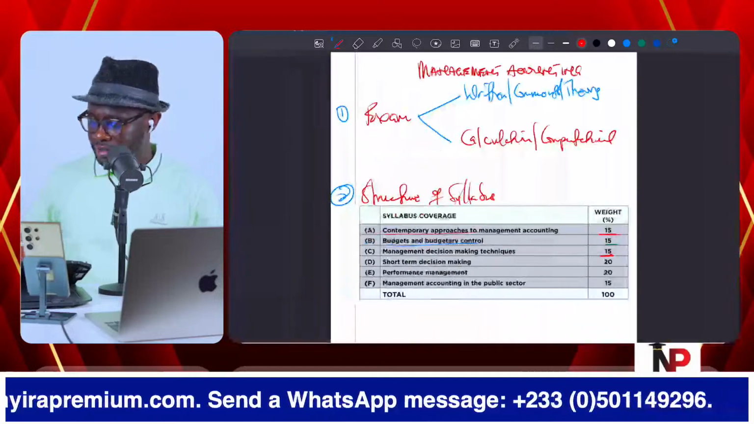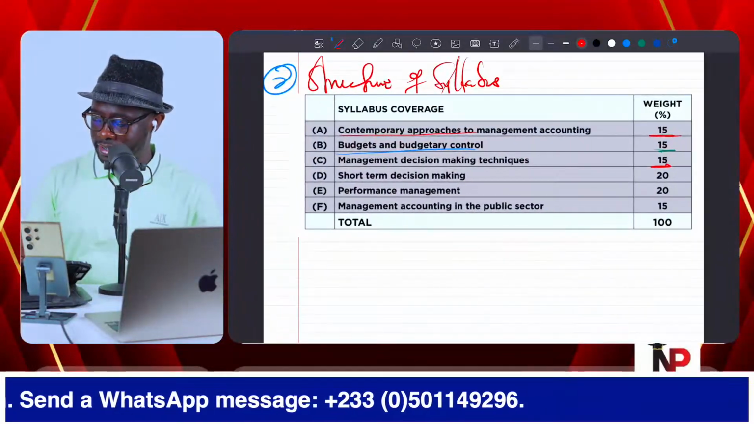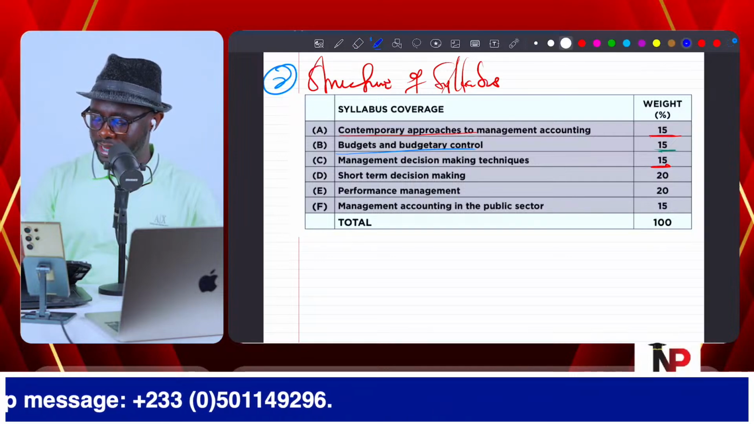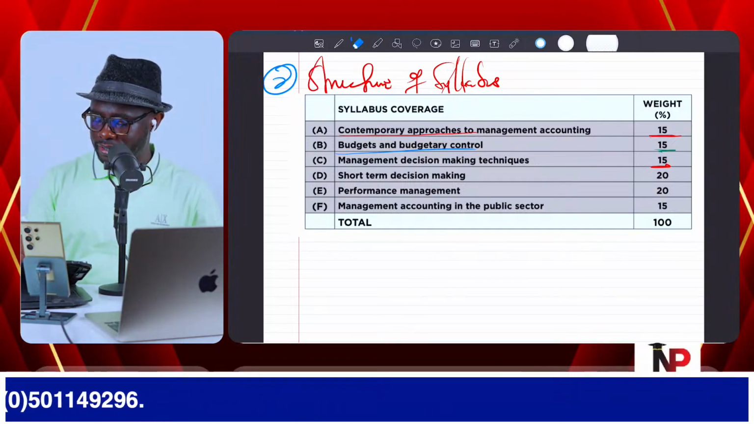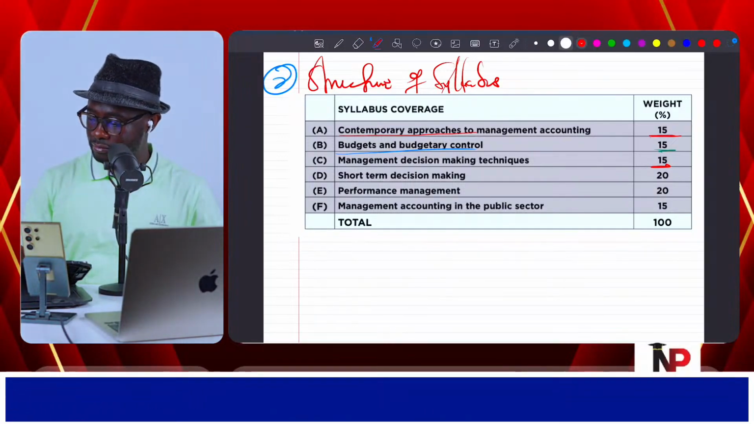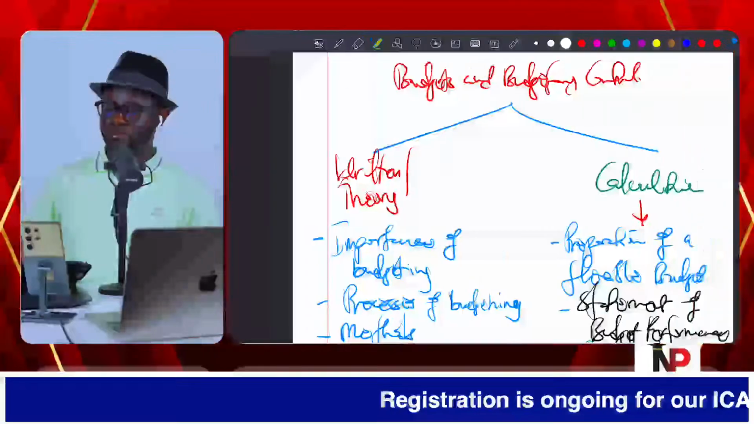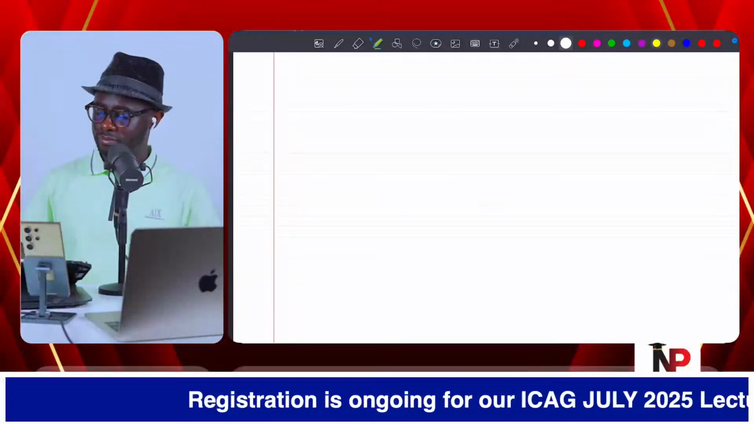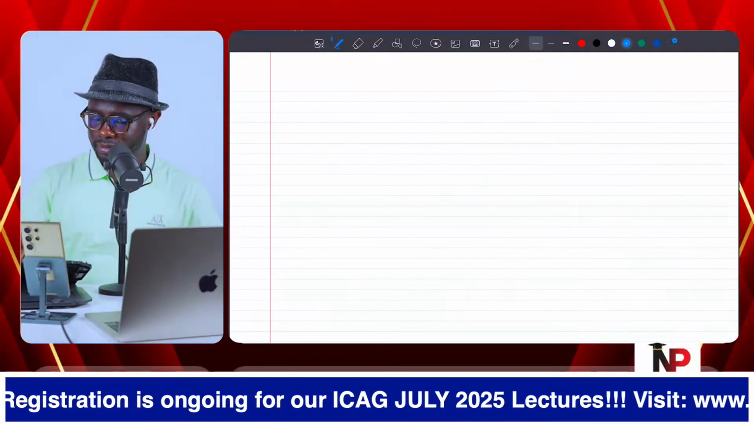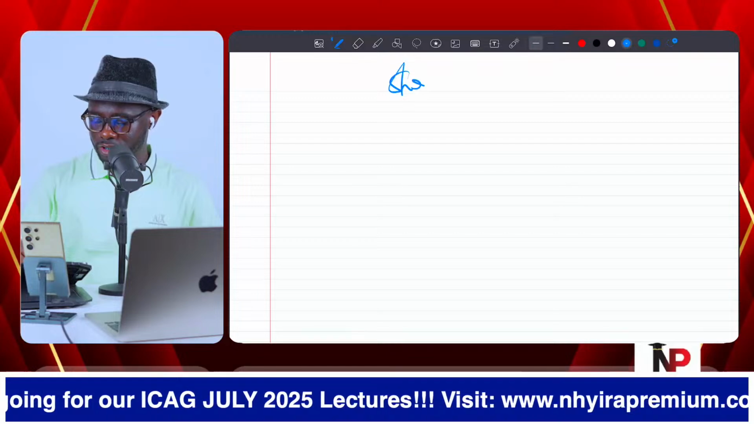At this point, the journey is getting interesting. We go to a 20% area of our syllabus. And that is short-term decisions. That's 20% short-term decisions.